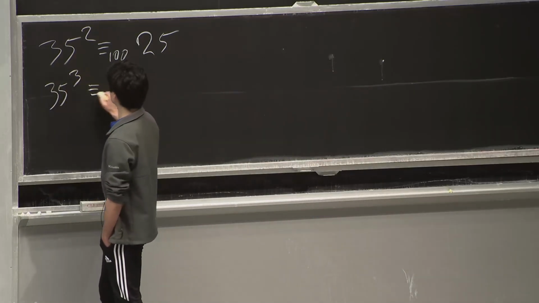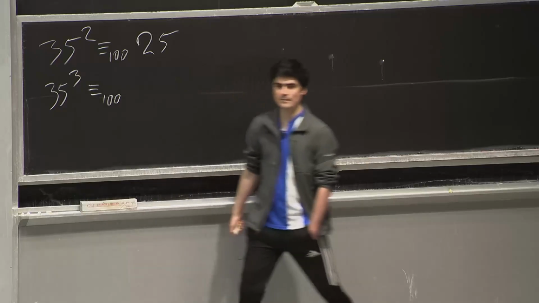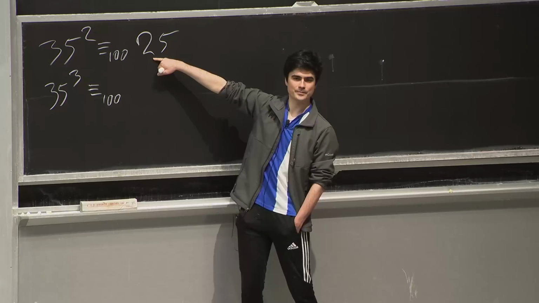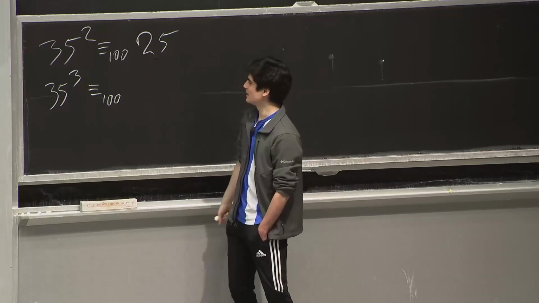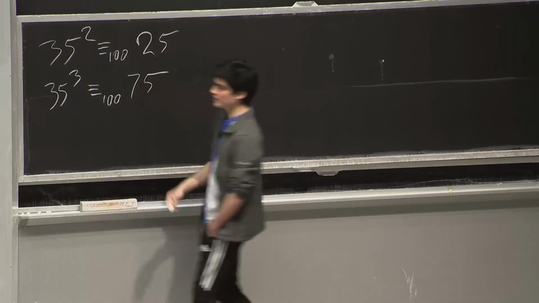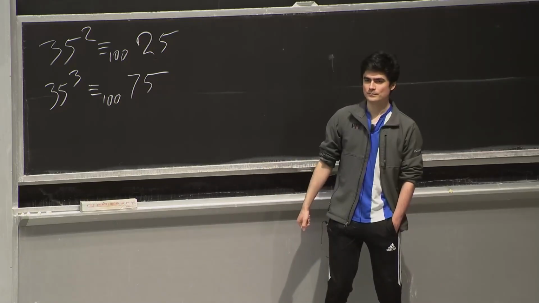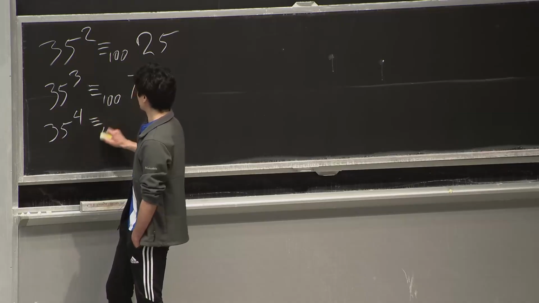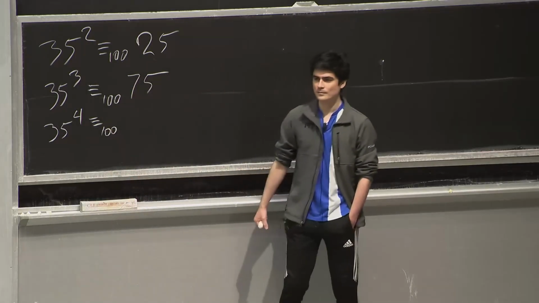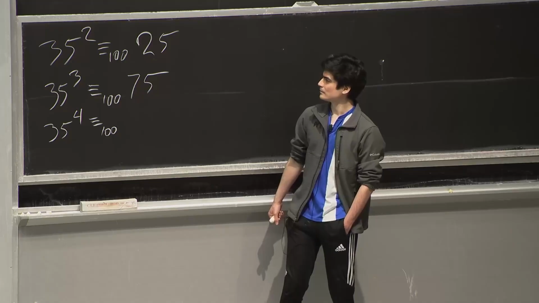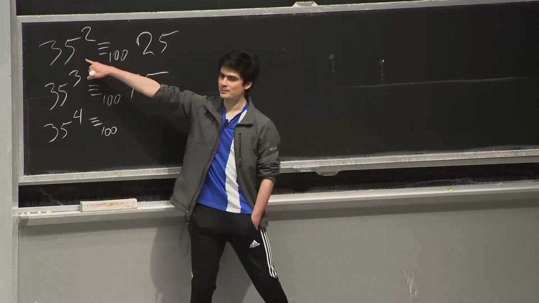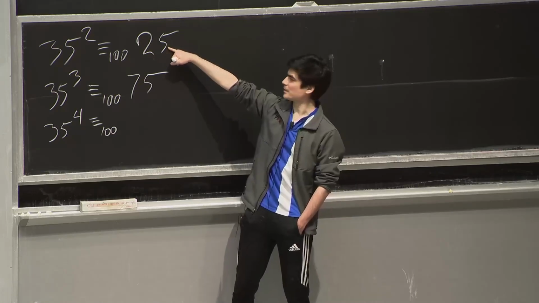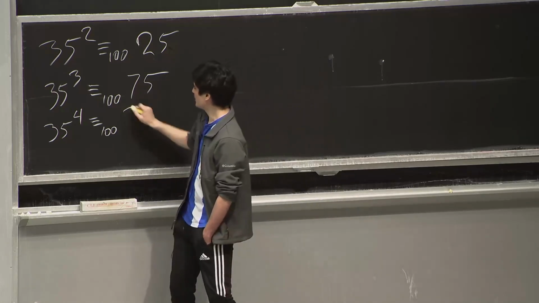35 cubed. Well, it's going to be 25 times 35. Okay. So that's 875. So that's going to be congruent to 75. 35 to the fourth. Well, 35 to the fourth is going to be 35 squared, squared again. So 25 squared. Okay. 25 squared is 625. That also has a remainder of 25.